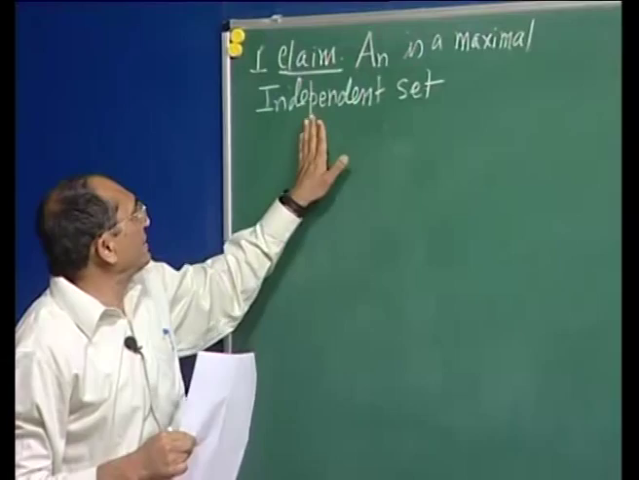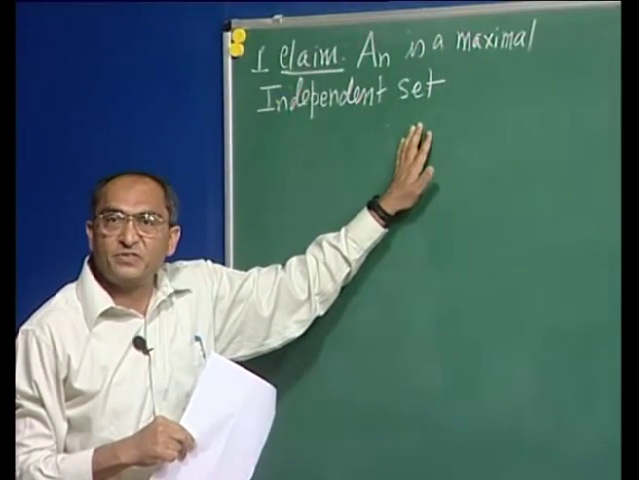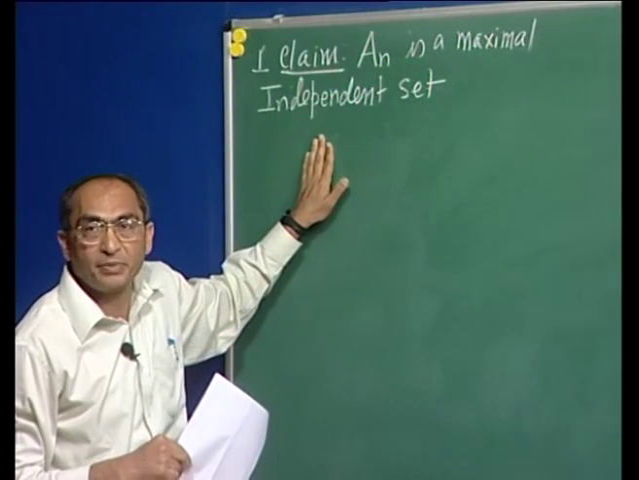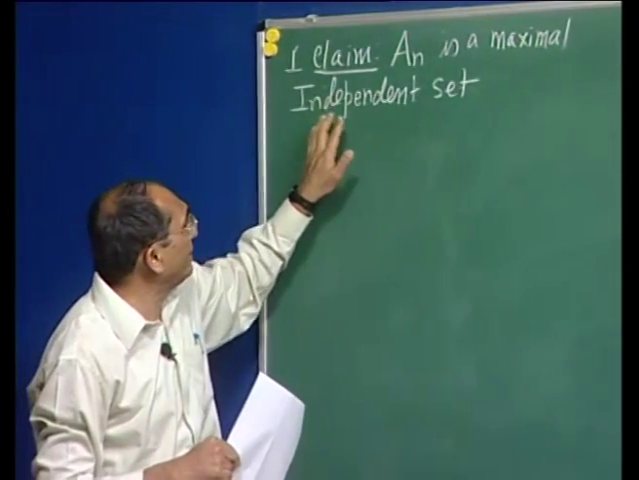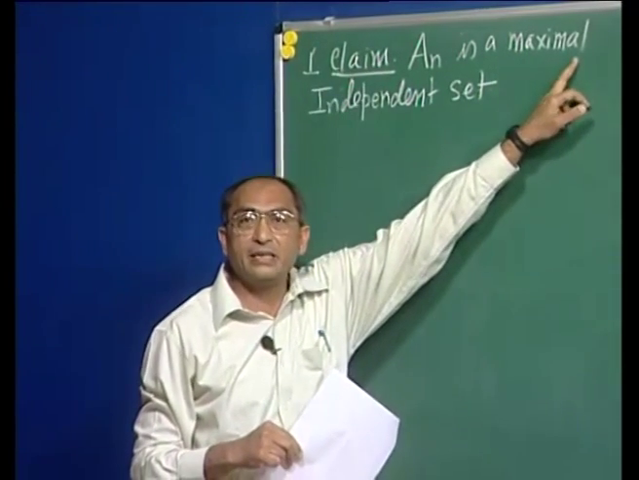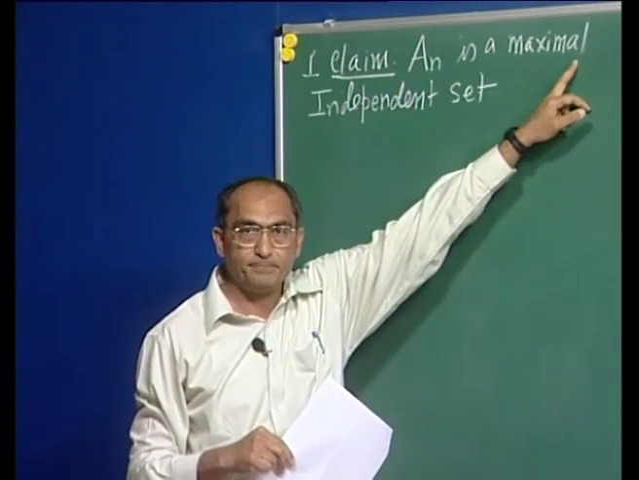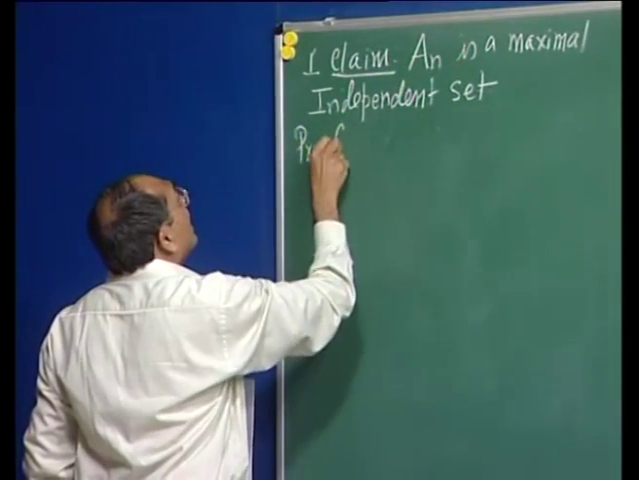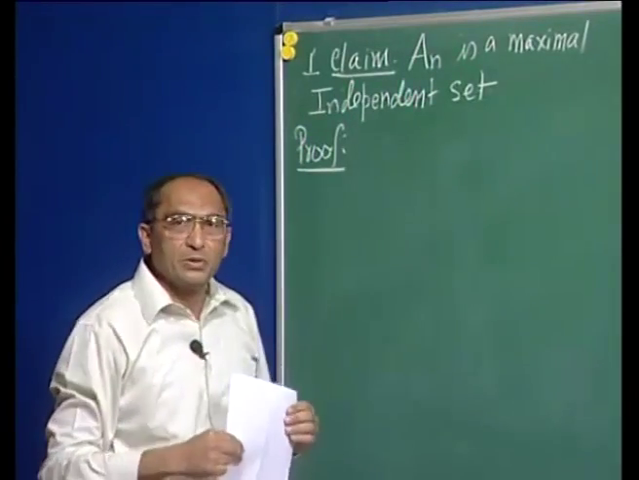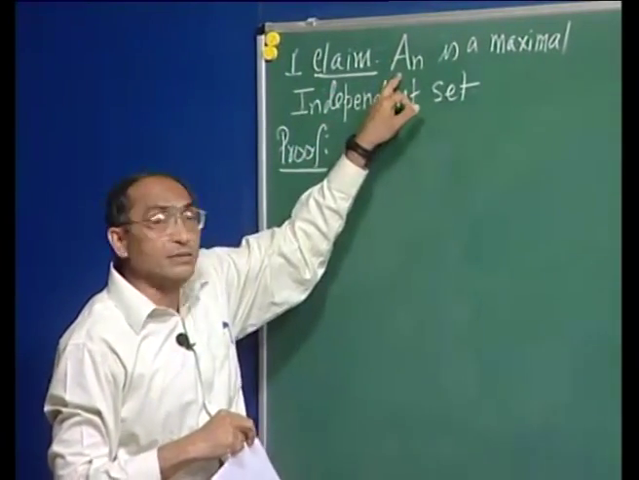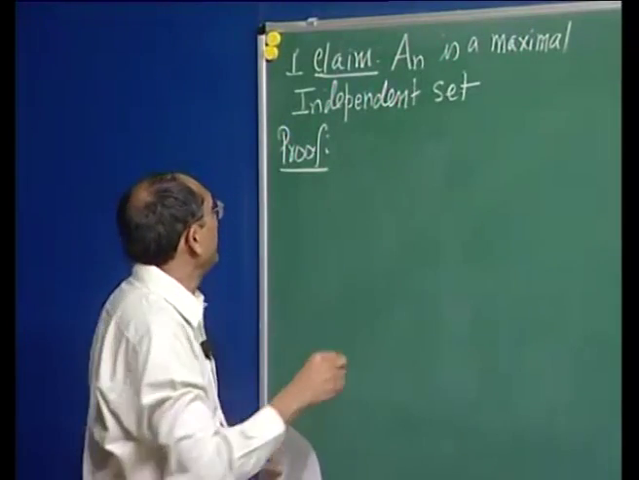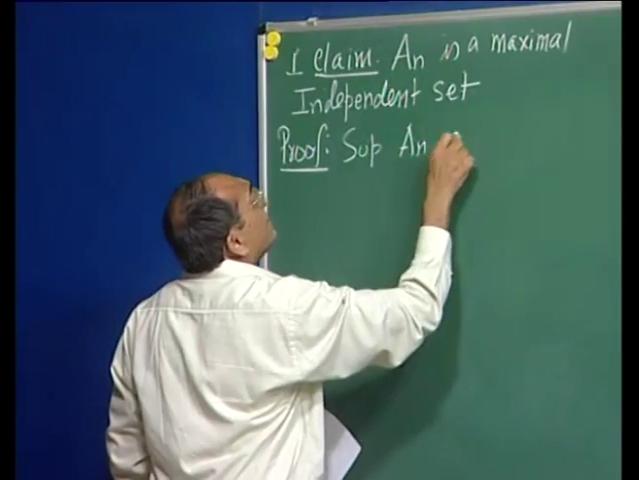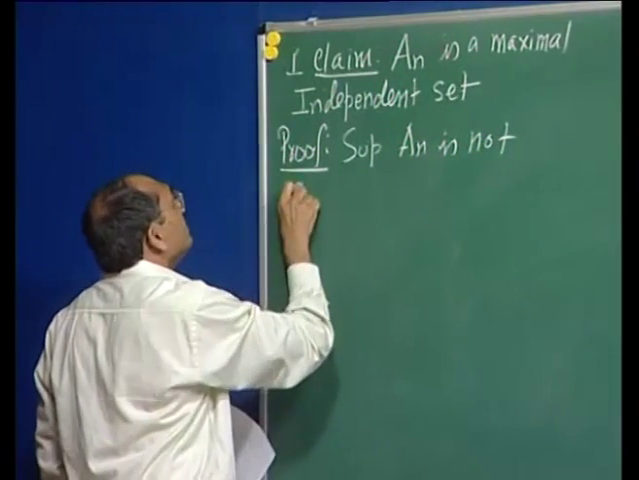Well, it is quite obviously an independent set, because in each step we have checked whether the current A belongs to script I. So, it is obviously an independent set, but it is not clear whether it is a maximal independent set. So, let us try to prove this. Suppose A_n is not a maximal independent set.